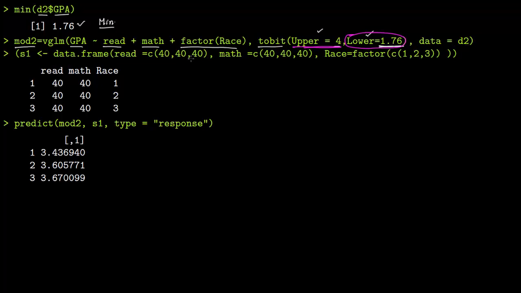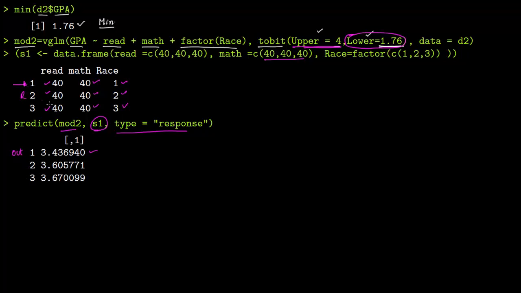And you have a data frame. Your reading score is 40, 40, 40. Your math score is also 40, 40, 40. Your race is 1, 2, 3. You take this S1 data frame and now you put it in model 2. Your type is response. Your GPA comes out to be 3.43. So input is this, output would be this.